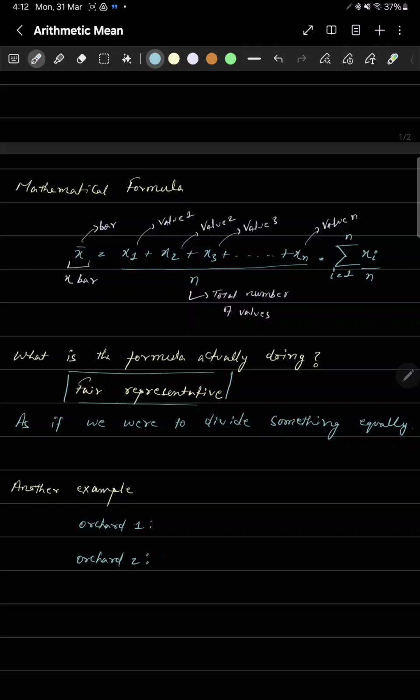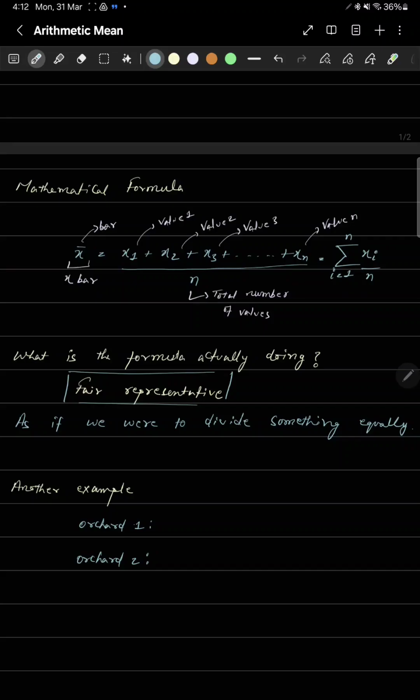But since we cannot count exactly how many oranges we harvested and how much each orange weighs, what we do is pick 10 oranges randomly from each orchard, orchard 1 and orchard 2, correct? And then try to apply the formula for arithmetic mean, right? Because what we want to do is find how much an orange typically weighs from each orchard.